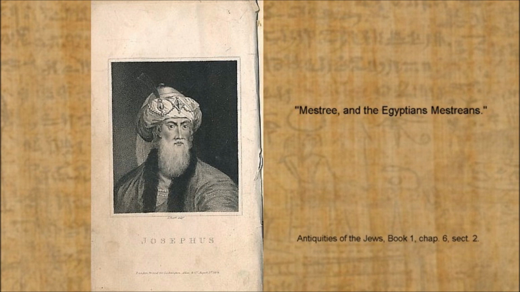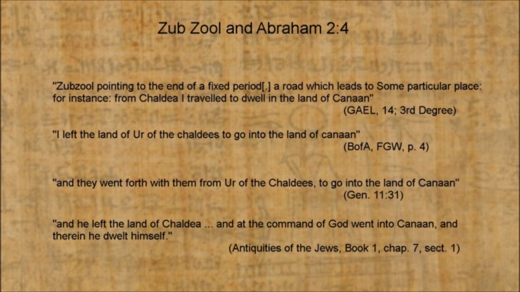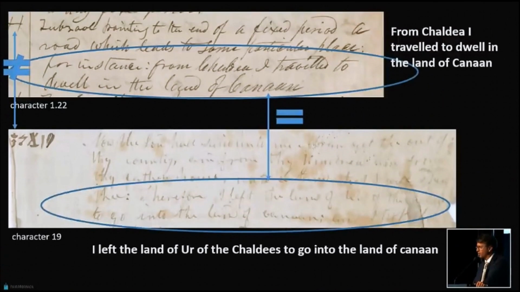Much more can be said about this, but now that we know that Josephus was on Joseph Smith's mind, I would observe that the difference in wording in the definition of Zub-Zul in the 3rd degree might be because Joseph Smith had been reading the account in Josephus, which, unlike Abraham and Genesis, uses the word dwelt. "And he left the land of Chaldea, and at the command of God went into Canaan, and therein he dwelt himself." I will now pass on to Muhlestein's next example.